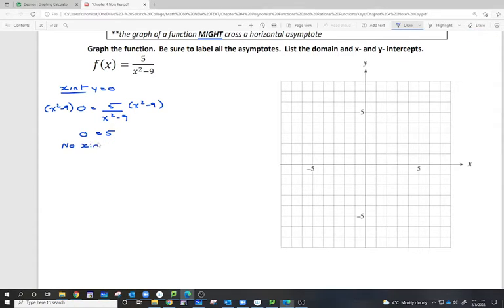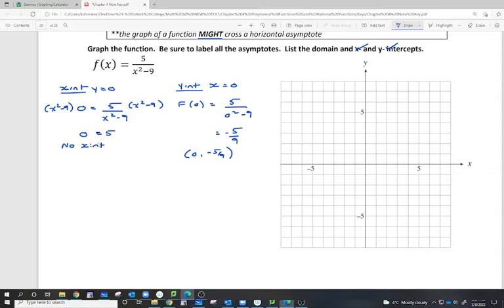Okay, the next thing we're going to do is find the y-intercept. To find a y-intercept, you're going to let x equal 0. So you're going to find the value of your function at 0, which would be 5 over 0 squared minus 9, which is negative 5/9. So this graph is going to pass through the point (0, negative 5/9), but that's not super accurate. We might use some feature of that, but you might not have to use that y-intercept. So I've listed my x and y-intercepts.